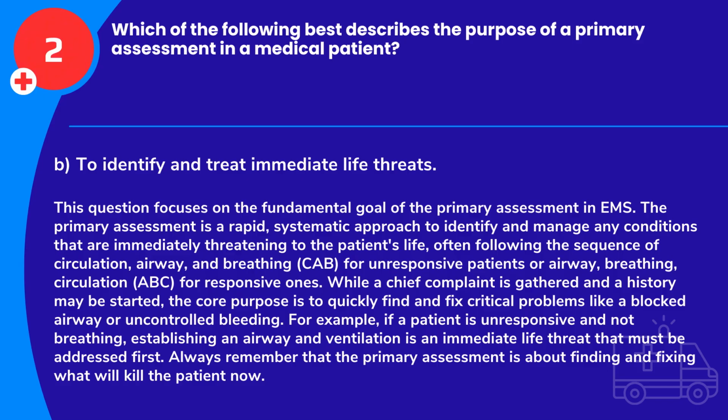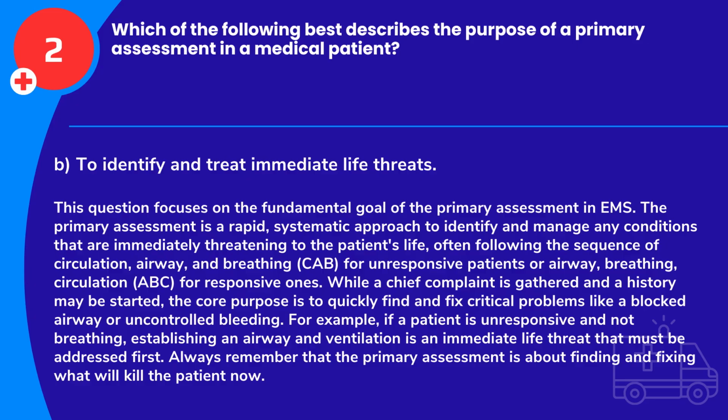This question focuses on the fundamental goal of the primary assessment in EMS. The primary assessment is a rapid, systematic approach to identify and manage any conditions that are immediately threatening to the patient's life, often following the sequence of circulation, airway, and breathing, CAB, for unresponsive patients, or airway, breathing, circulation, ABC, for responsive ones. While a chief complaint is gathered and a history may be started, the core purpose is to quickly find and fix critical problems like a blocked airway or uncontrolled bleeding.